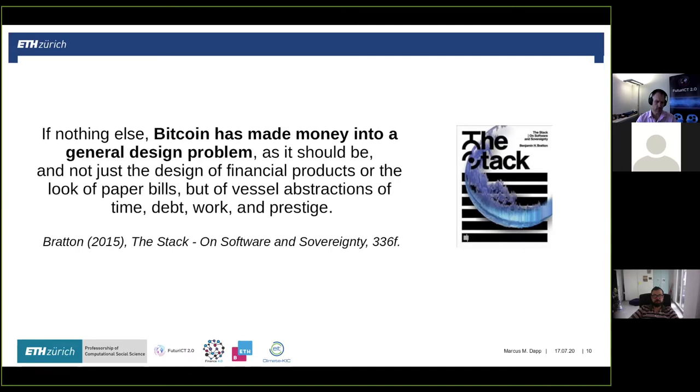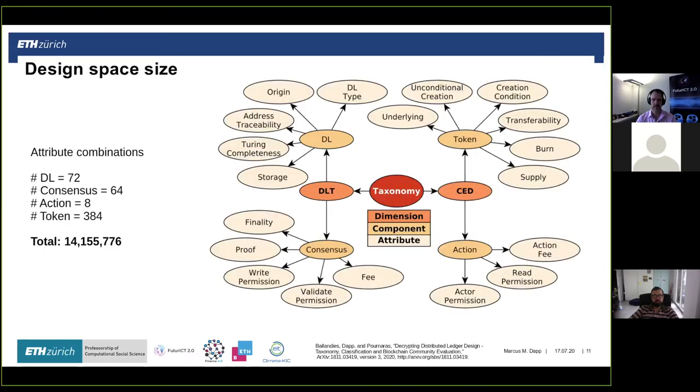So, talking about this design space, what are we talking about? This is from a paper Mark Ballandis, who is also in the call, myself and Evangelos Gonaras have been working on for quite some time. It's a way of looking at DLT systems, right? Leading to a taxonomy. And here you can see the conceptual model. So we structure a DLT system in various components. I'm not going into the details of this. In the sources, you can find it on archive. It's publicly available.